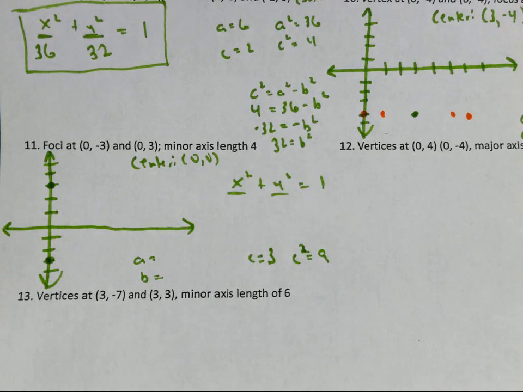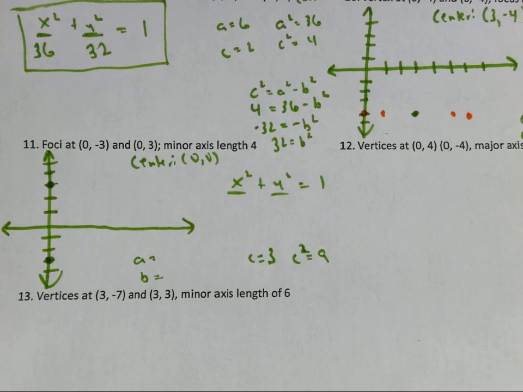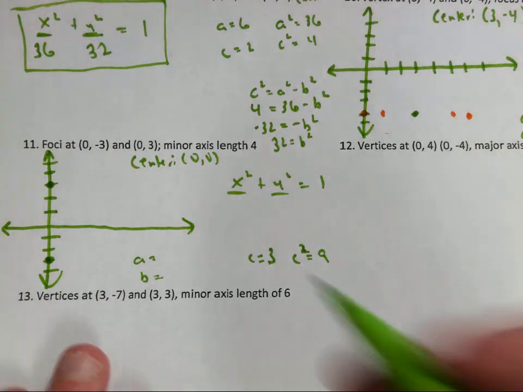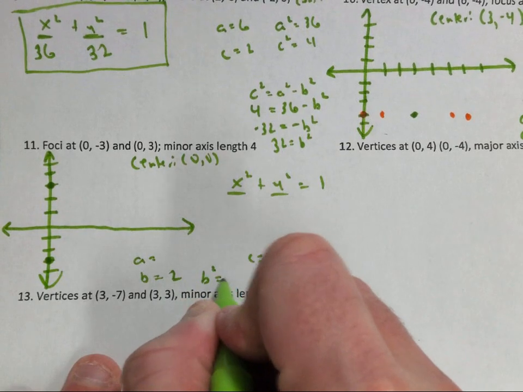Now, the minor axis deals with B. It is saying the entire axis is 4. Would B be 4 or 2? 2. Remember, the B is from the center to one of the vertices. Right there, they tell you the entire minor axis is 4. So what would you put for B? 2. Do you understand that? Take half of that. So B is 2. B squared is 4.